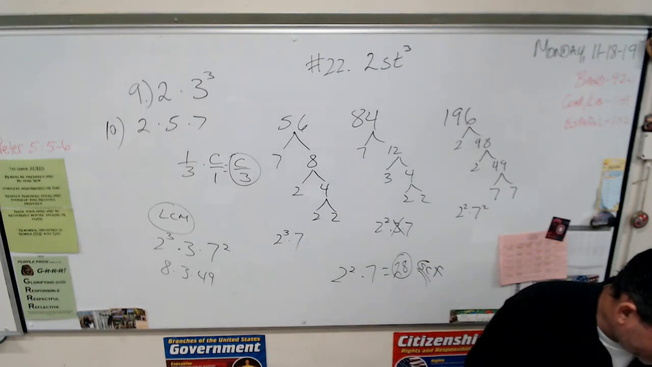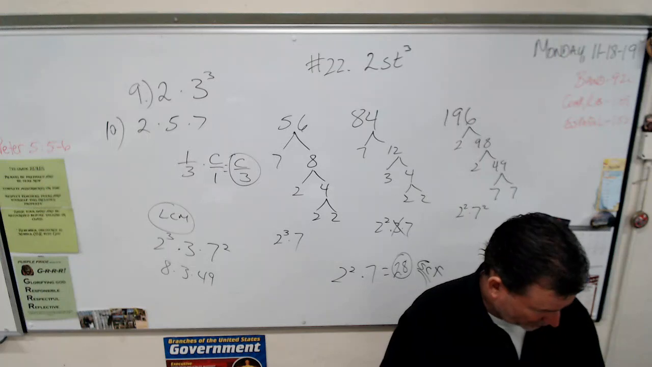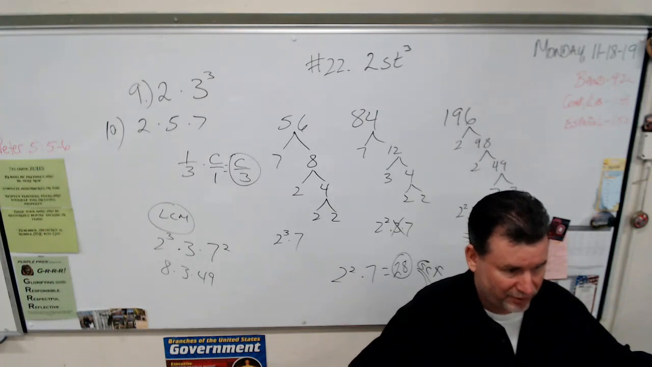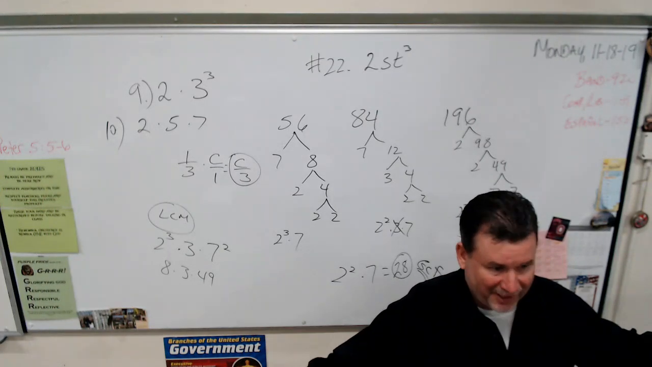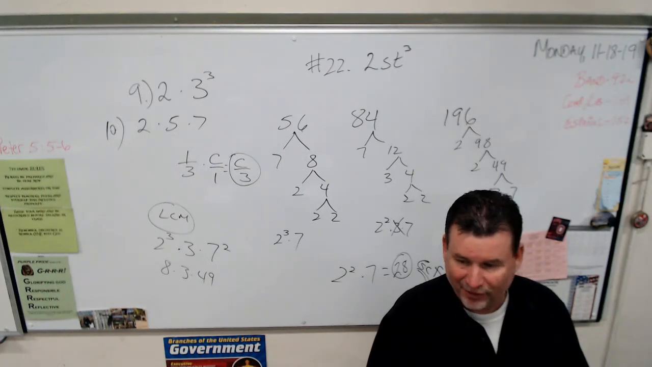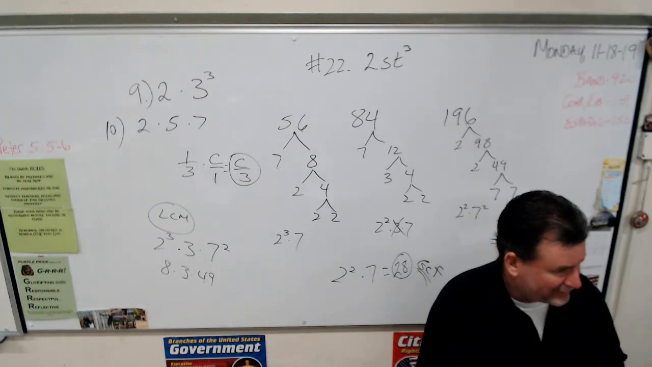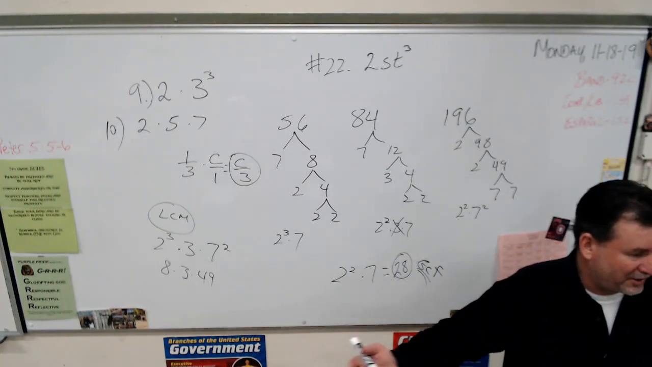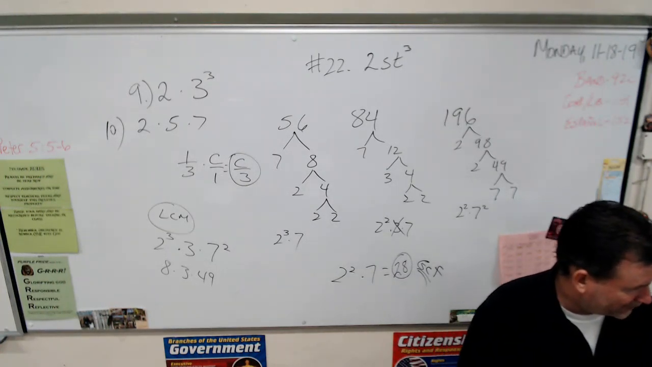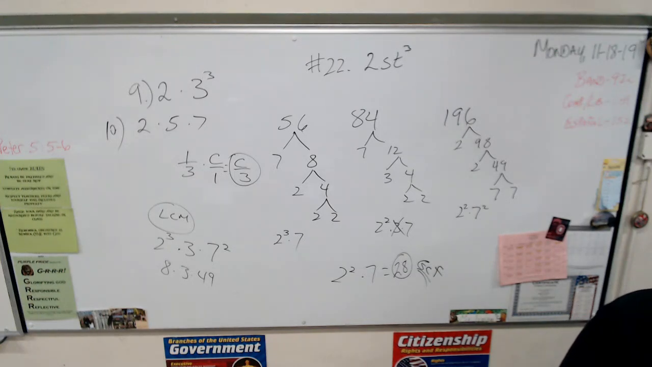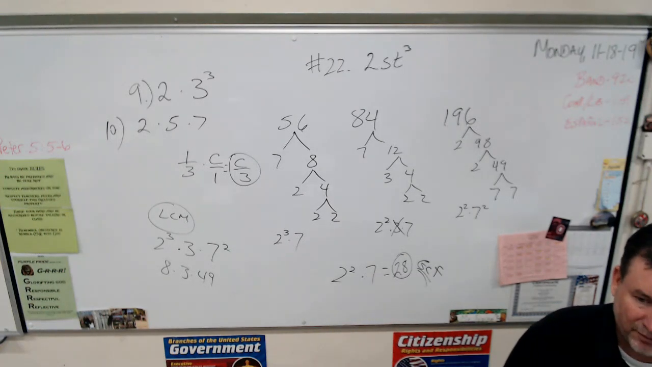Rachel: I got 3D over 4. Or just 3D. Very good. 3D. 21 over 7 is 3. The B's and the C's cancel each other out. Isaac's left with 3D. Right? And that's all you had to do for today, right?